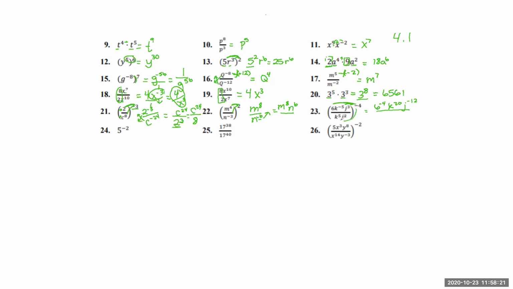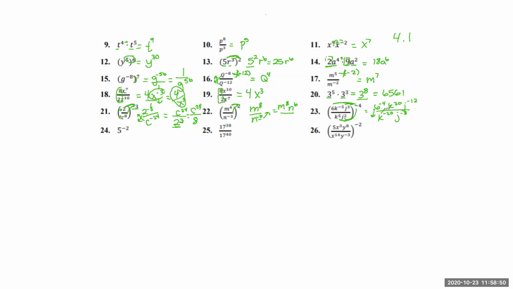And then we're going to go to the bottom, and we're going to distribute there. So then we have k to the negative 20 and j to the negative 8. All right, so we have a lot of negative exponents in this problem that we need to take care of. So wherever it's negative, we're just going to switch it and bring it either to the bottom or the top. So this 6 to the negative 4th, we're going to bring down to the denominator to make it positive.